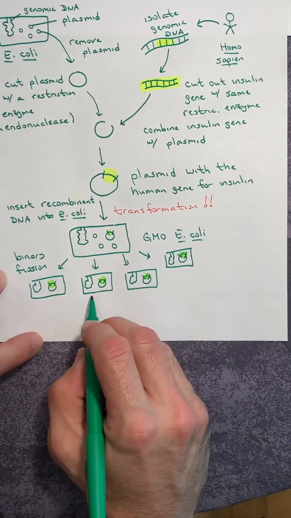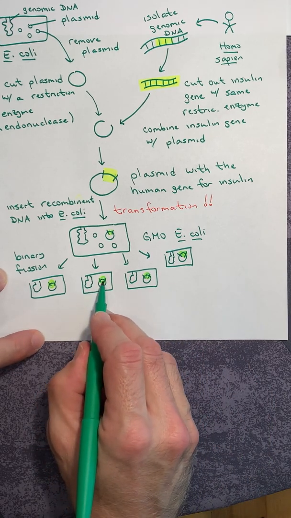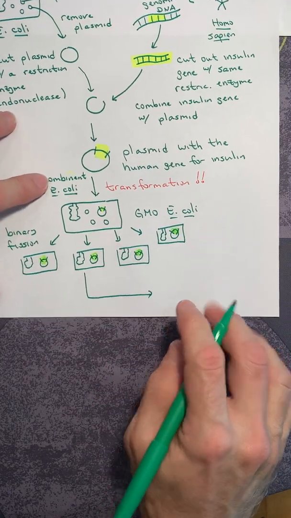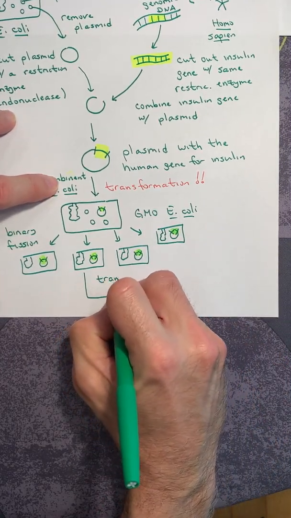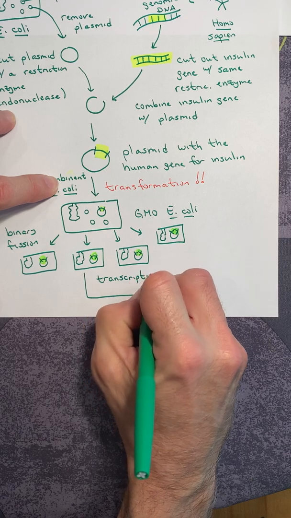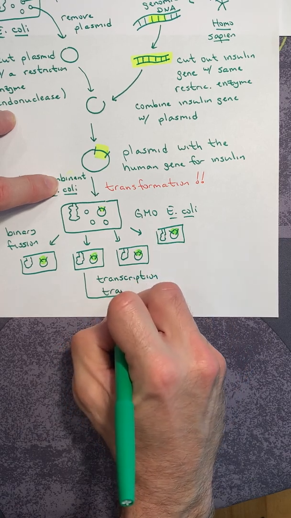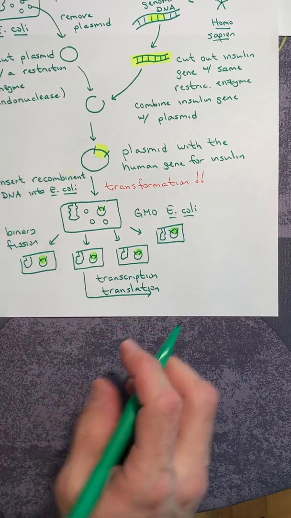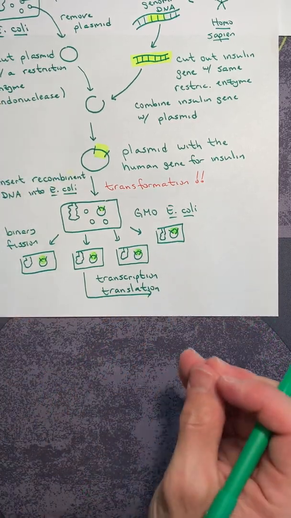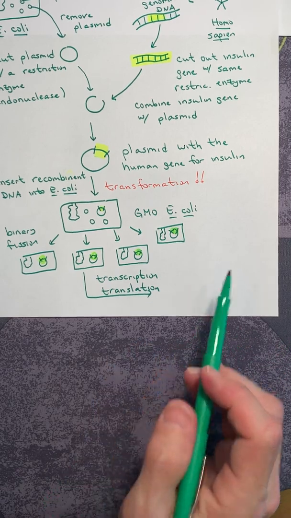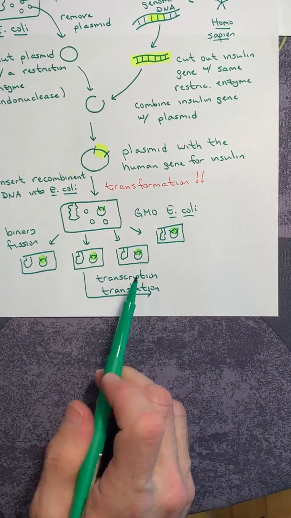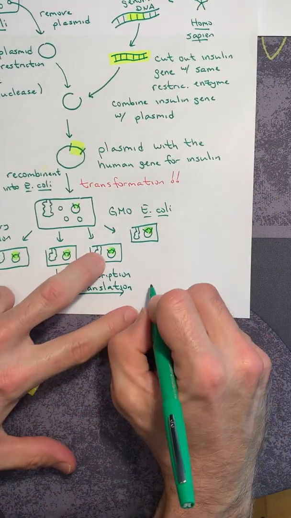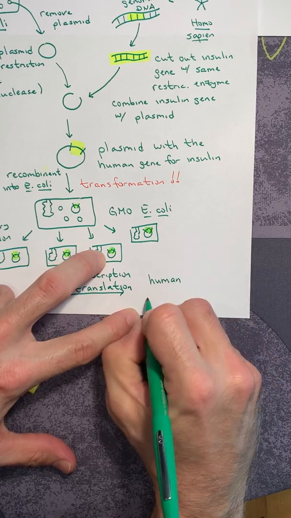Well, these GMOs, they're cells. They read the DNA. They then go through transcription and translation, right? Messenger RNA, ribosomes, and they link amino acids to make a protein. Well, what protein? Well, it depends on the gene that they're reading. So since these cells are reading the human insulin gene, these cells then make human insulin.